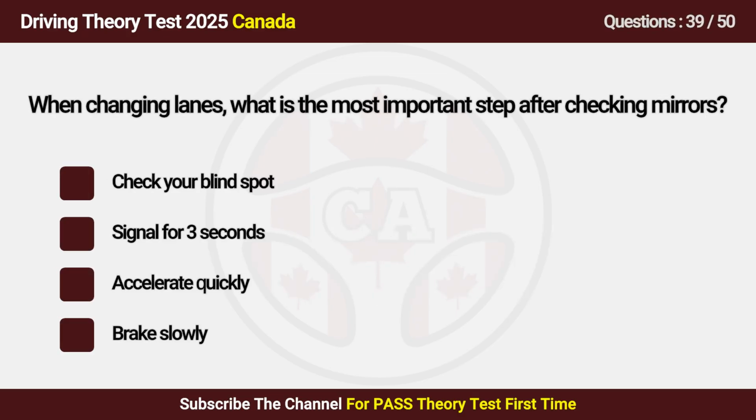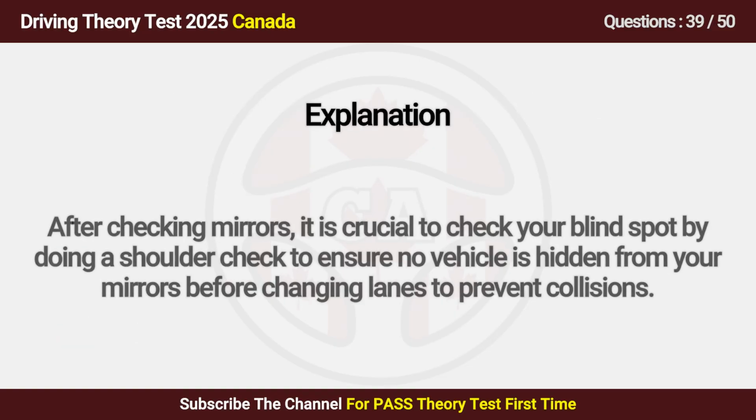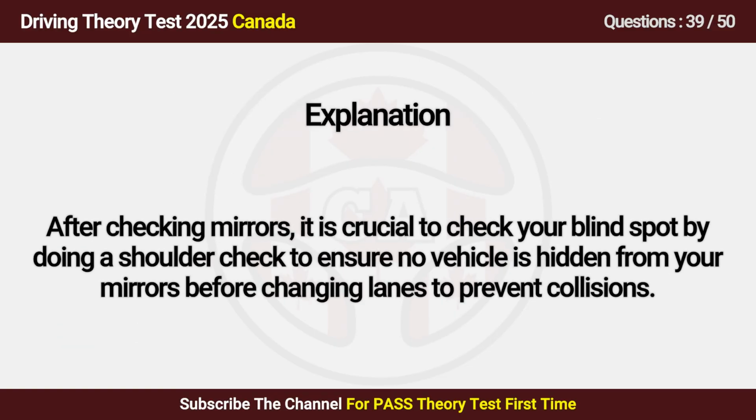Question 39. When changing lanes, what is the most important step after checking mirrors? A. Check your blind spot. B. Signal for 3 seconds. C. Accelerate quickly. D. Brake slowly. Answer is A. Check your blind spot. After checking mirrors, it is crucial to check your blind spot by doing a shoulder check to ensure no vehicle is hidden from your mirrors before changing lanes to prevent collisions.